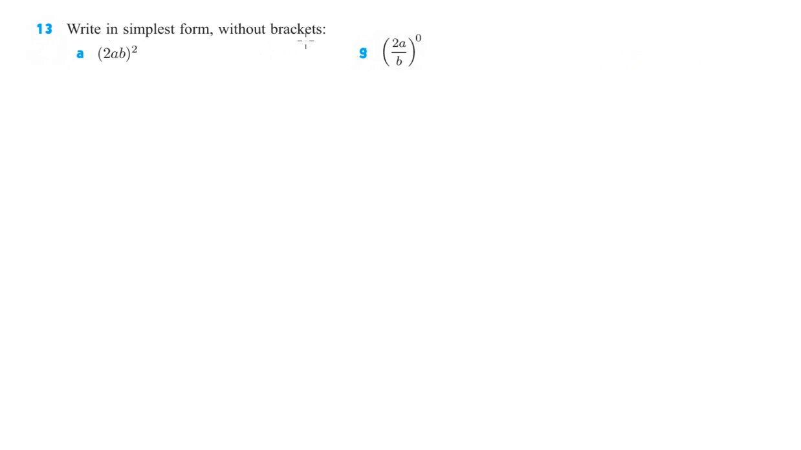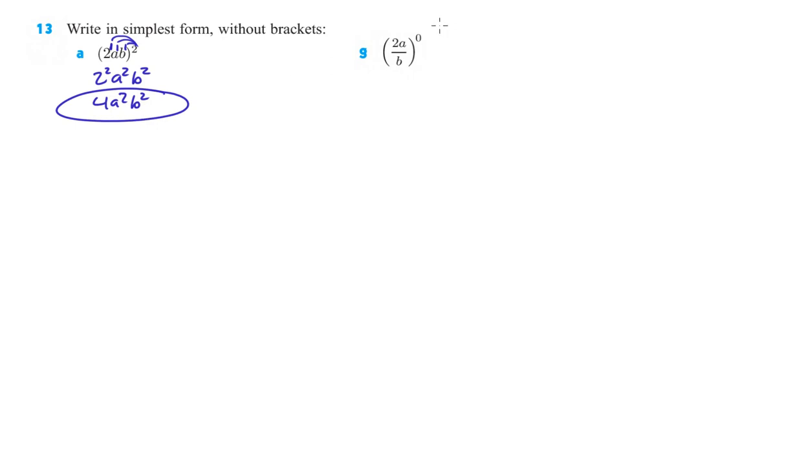Write in simplest form without brackets. Whenever I see stuff inside of brackets without any powers, I'm always going to put a 1 with them. So that's 2 to the first, a to the first, b to the first right now. All those are going to get multiplied by 2. So that's 2 squared, a squared, b squared. Probably a nicer way to write this would be 4a squared, b squared.